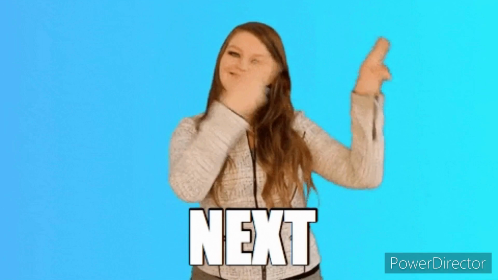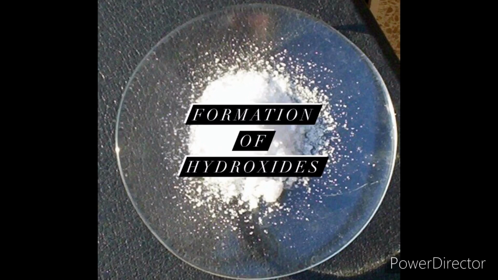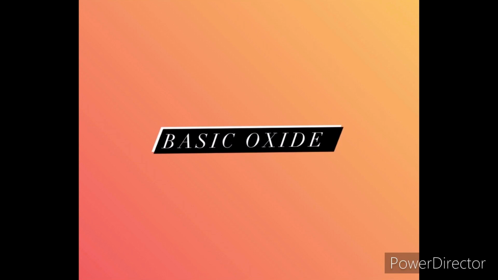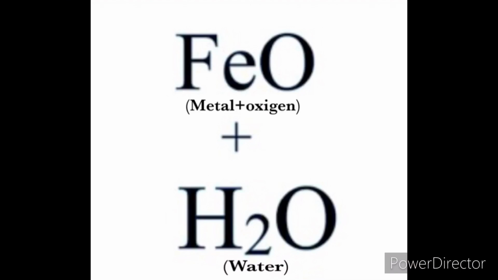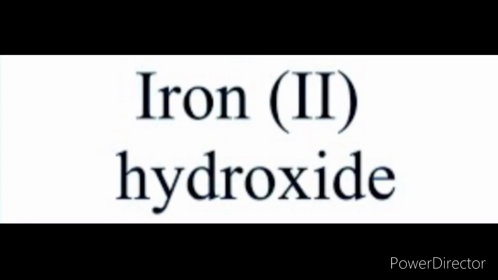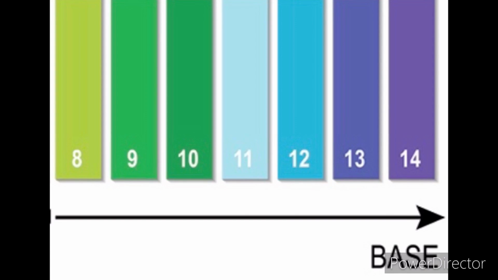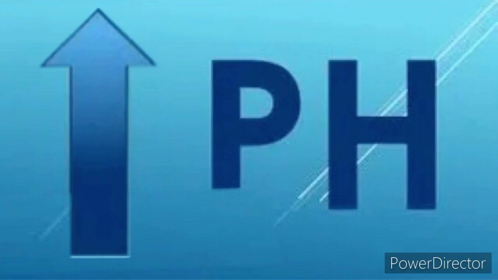Next will be to see a little bit of the formation of hydroxides. First, we will define which will be the basic oxide. In this case, we will choose iron plus water, and this is how we will obtain our hydroxide. This will leave us with iron 2 hydroxide. This is also considered an alkaline because of its pH that is greater than 7. This is because of its hydroxide ions.